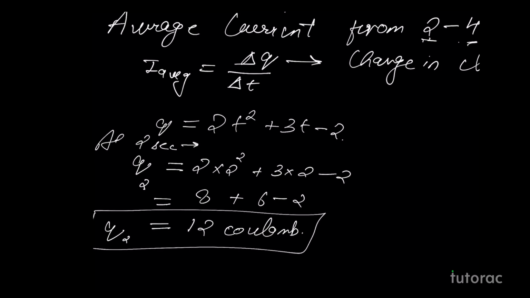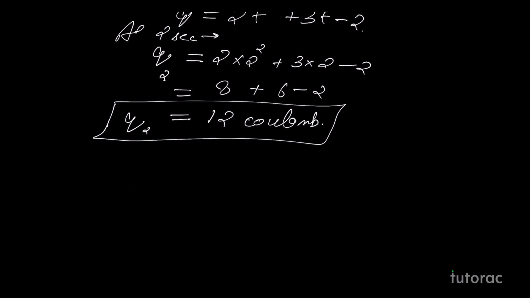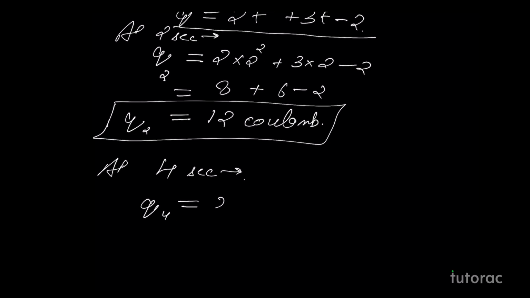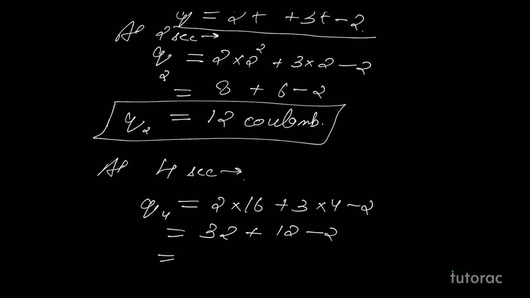Now, let's try to calculate the amount of charge at the 4th second. Following this equation, putting the values, Q at 4, we'll simply get 2 into 16 plus 3 into 4 minus 2. Solving this, we'll get 32 plus 12 minus 2. We'll get 42 coulomb. That is Q4.